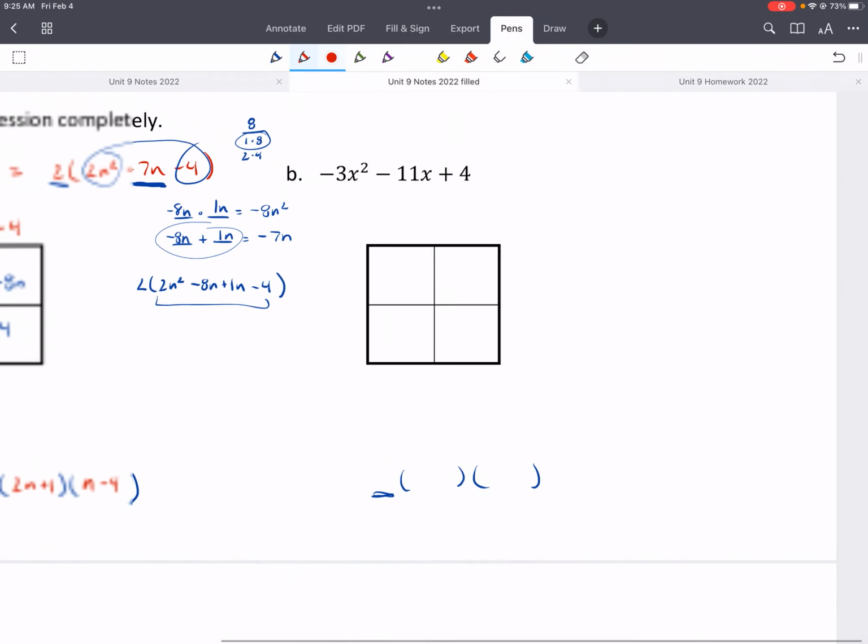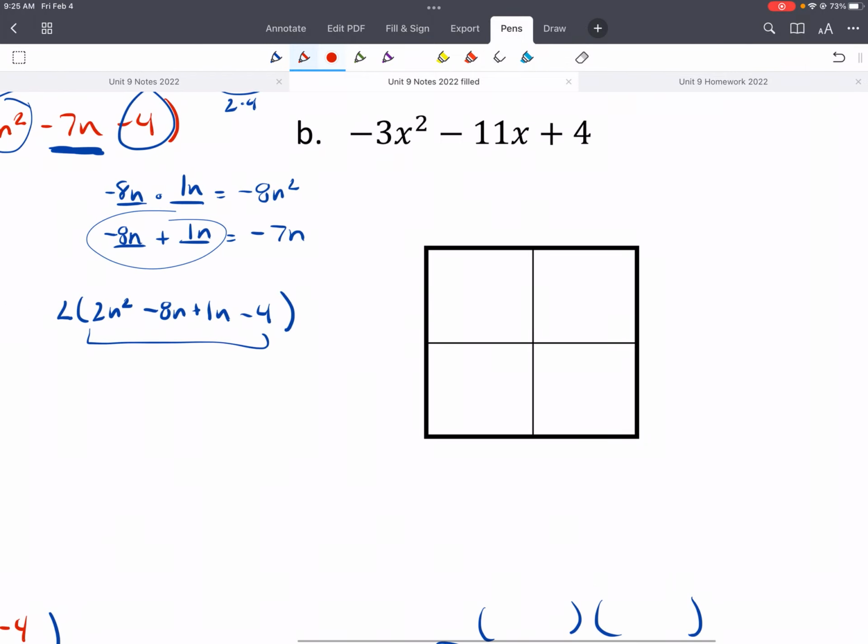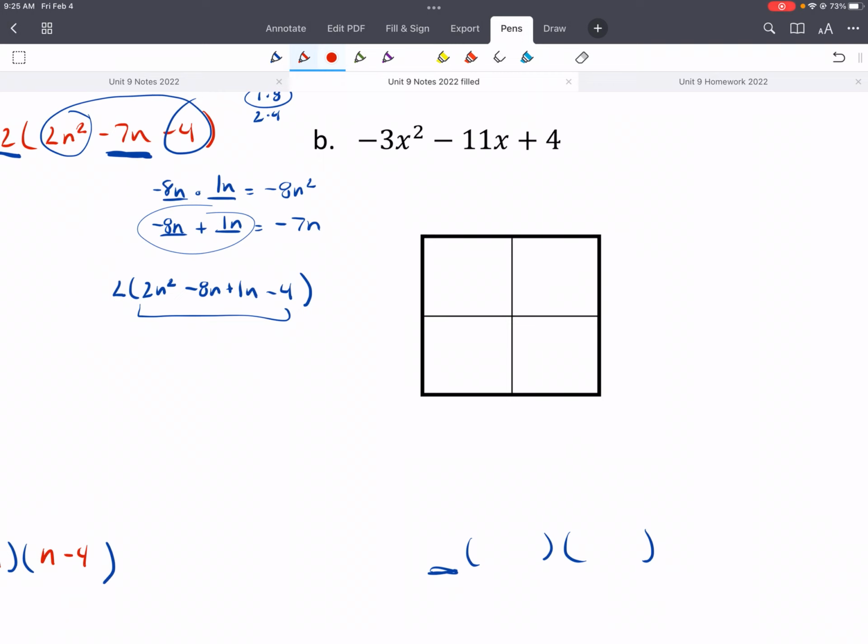Okay, so here's just another example. This one's kind of important that we need to address. So is there a greatest common factor? If you forget that the leading negative is part of the greatest common factor, then you're going to run into issues. You're going to make a mistake. Your signs won't work out.